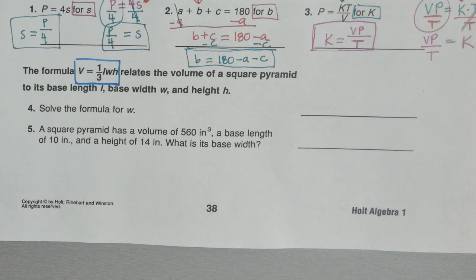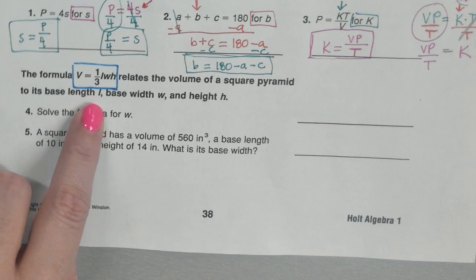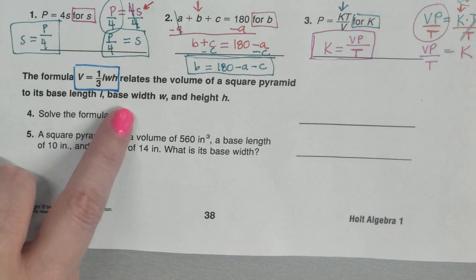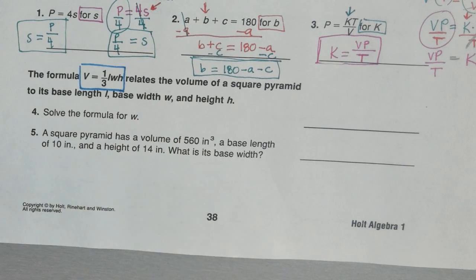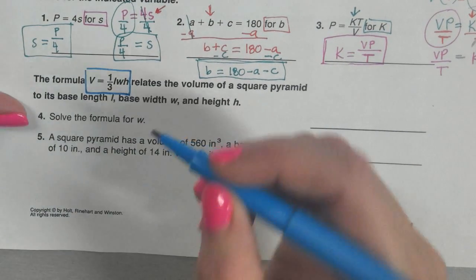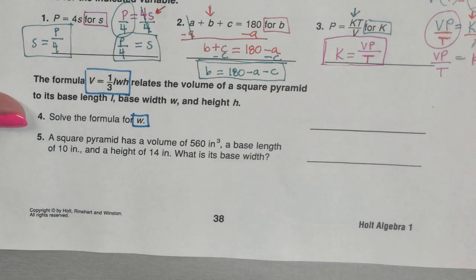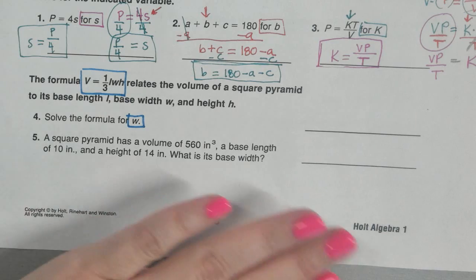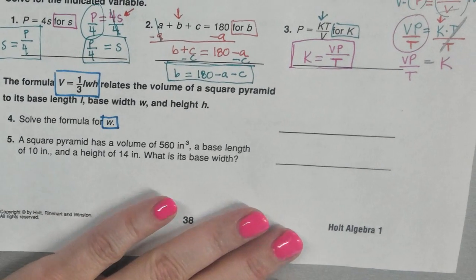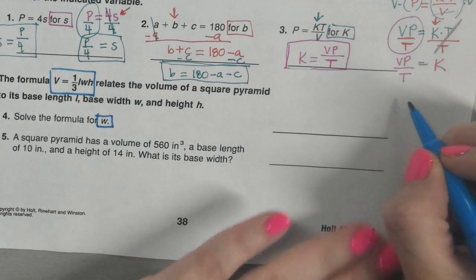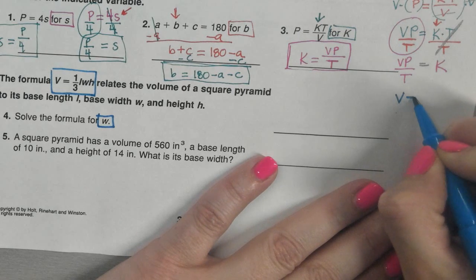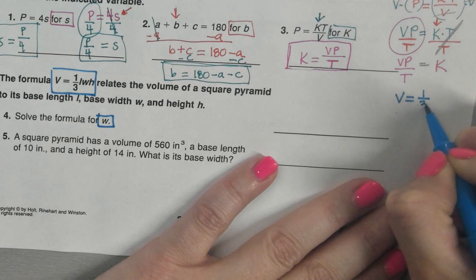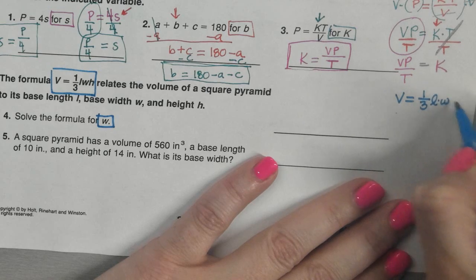So it says this formula relates the volume to its base length, which is an L, the base width, W, and the height, H. We want to solve the formula for W. Okay, so I'm going to walk you through that step. Let's go ahead and write the equation over here. Length times width times height.